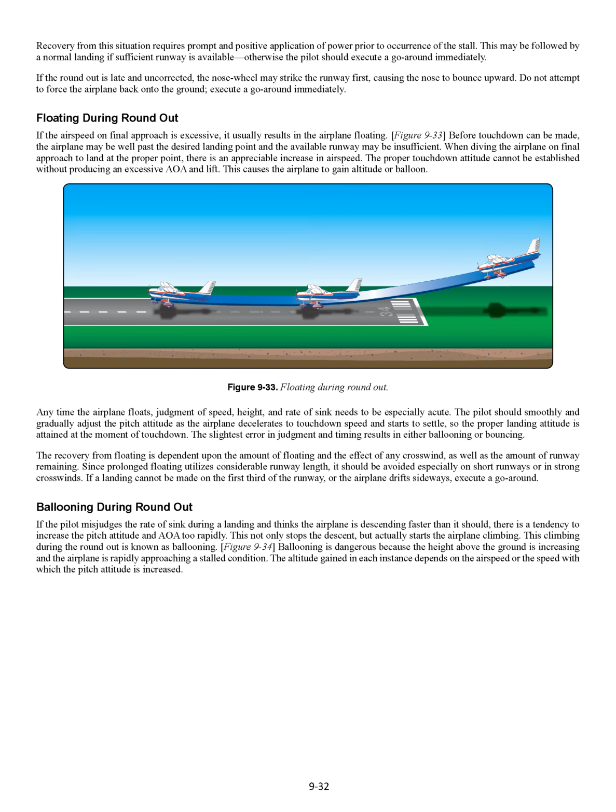Floating during round out. If the airspeed on final approach is excessive, it usually results in the airplane floating. Before touchdown can be made, the airplane may be well past the desired landing point and the available runway may be insufficient. When diving the airplane on final approach to land at the proper point, there is an appreciable increase in airspeed. The proper touchdown attitude cannot be established without producing an excessive AOA and lift. This causes the airplane to gain altitude or balloon.